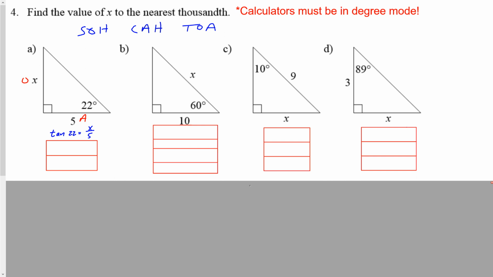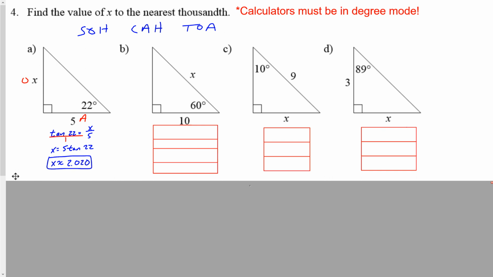Now one way to figure out how to find x is to think of this as a proportion. The tangent, you'd be able to say, has a denominator of 1. So if you cross multiplied here, you would have 1 times x, that would just be x, and you'd have 5 times the tangent of 22. And now this is what you would type in your calculator. You would just hit 5 times tangent 22, and you would round to the nearest thousandth, as it says in the problem, and you would get 2.020. Remember, thousandth means 3 decimal places.